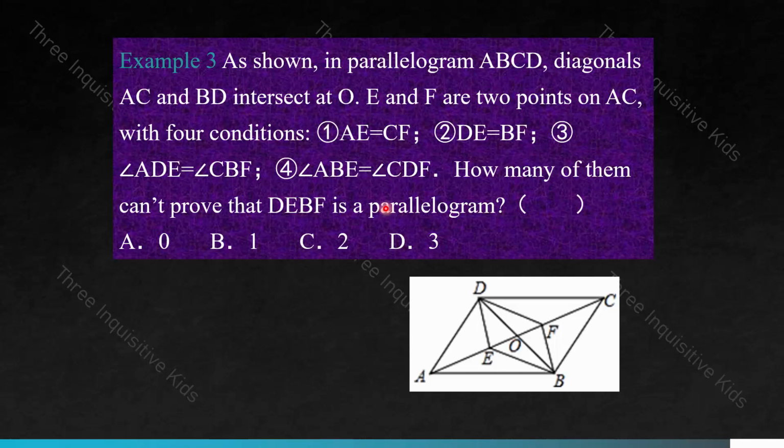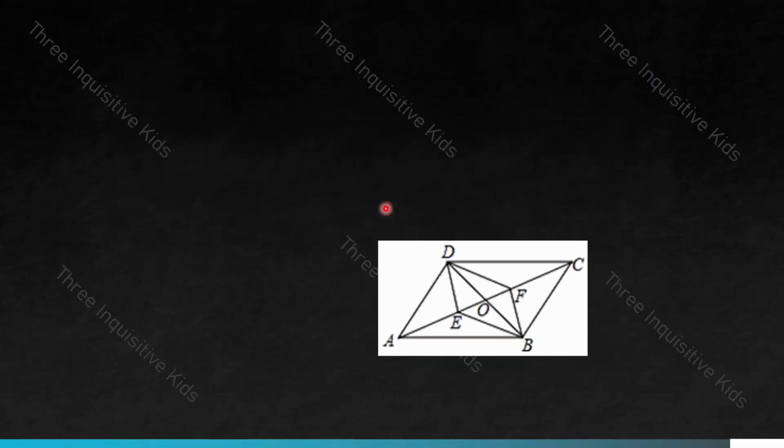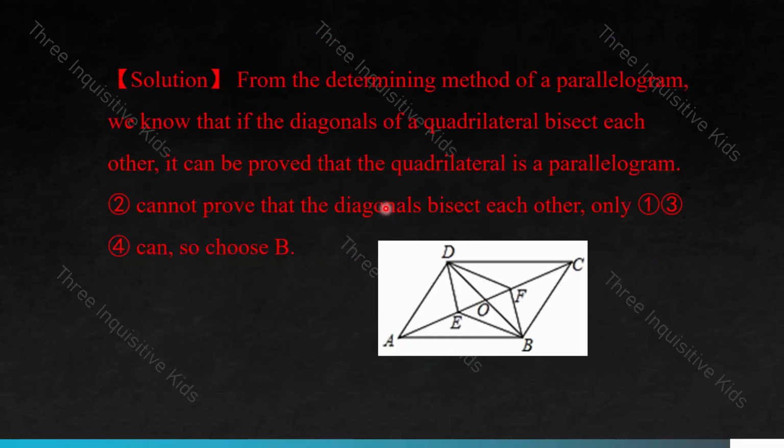Well, if you slowly go over them, you'll see that one of them cannot prove that DEBF is a parallelogram. So here's our analysis. From the determining method of a parallelogram, we know that if the diagonals of a quadrilateral bisect each other, it can be proved that the quadrilateral is a parallelogram. Condition number 2 cannot prove that the diagonals bisect each other. Only conditions 1, 3, and 4 can, so we can choose B.